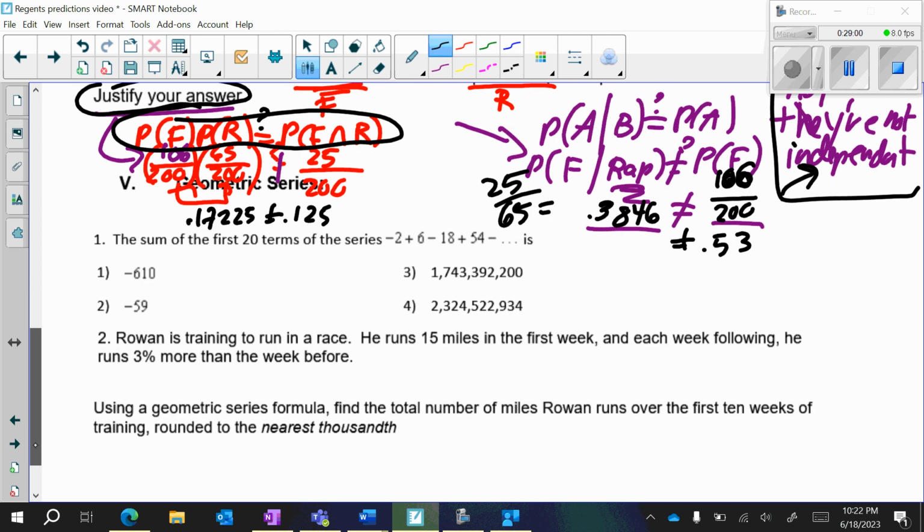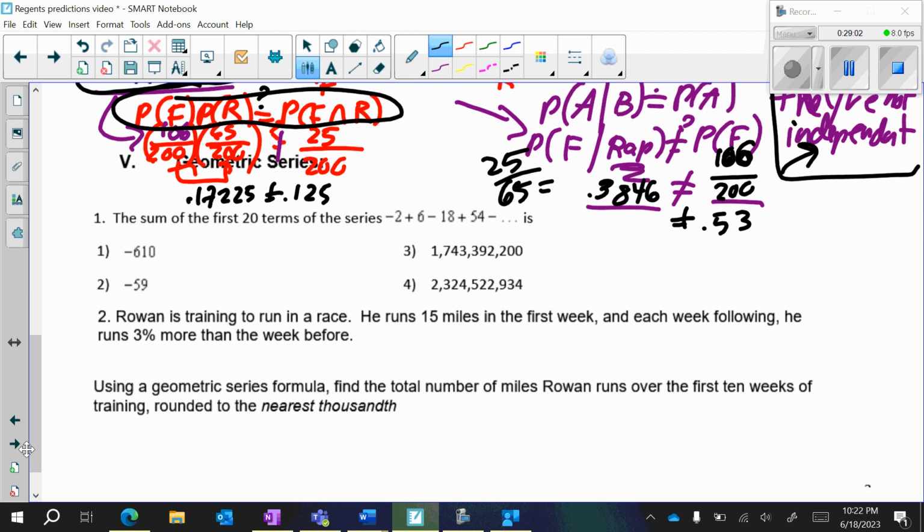The next topic that's definitely going to come up on the Regents is geometric series. I know I wrote on it, but it's Roman numeral 5. Geometric series is a formula on the reference sheet. So I would write down reference sheet. Specifically, it's the S sub n formula.